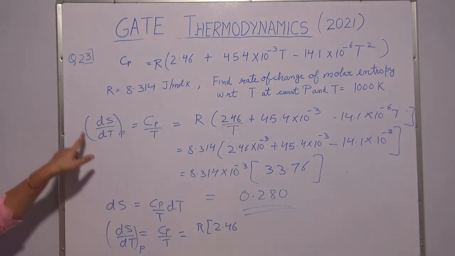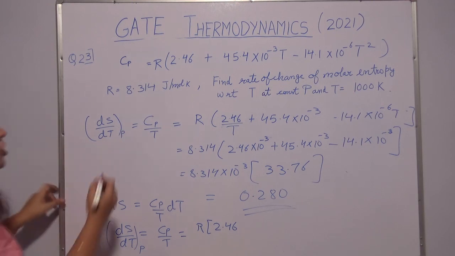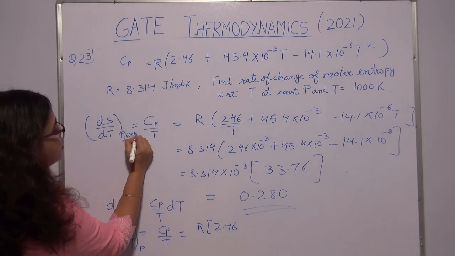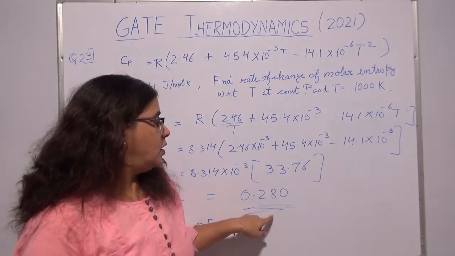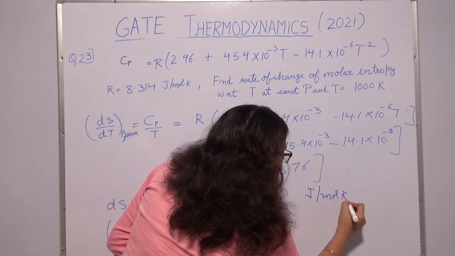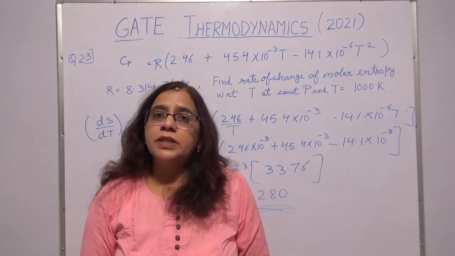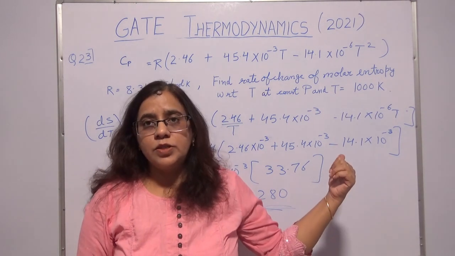So your rate of change of molar entropy with respect to temperature at constant pressure and T equal to 1000 Kelvin is equal to 0.280. This is the answer. And of course the units will be the same as that of R, that is joules per mole per Kelvin. So if you know the equations, or even if you don't remember the equation, you can derive it in hardly 1 minute and solve this question.